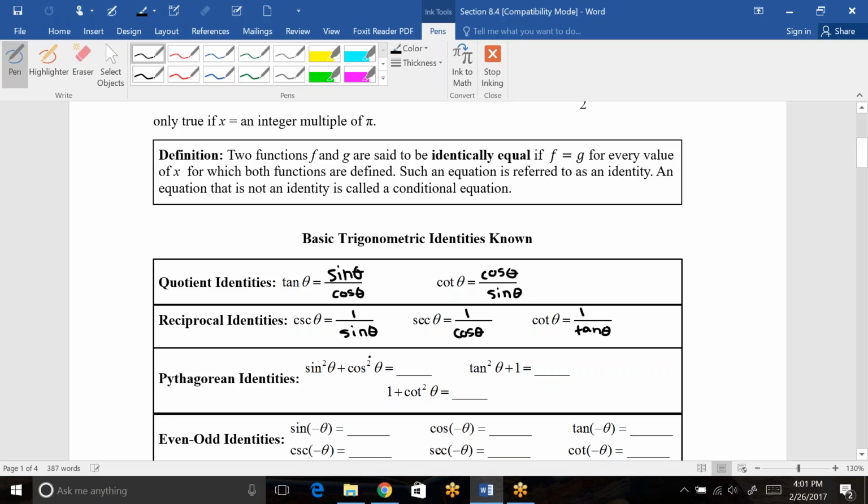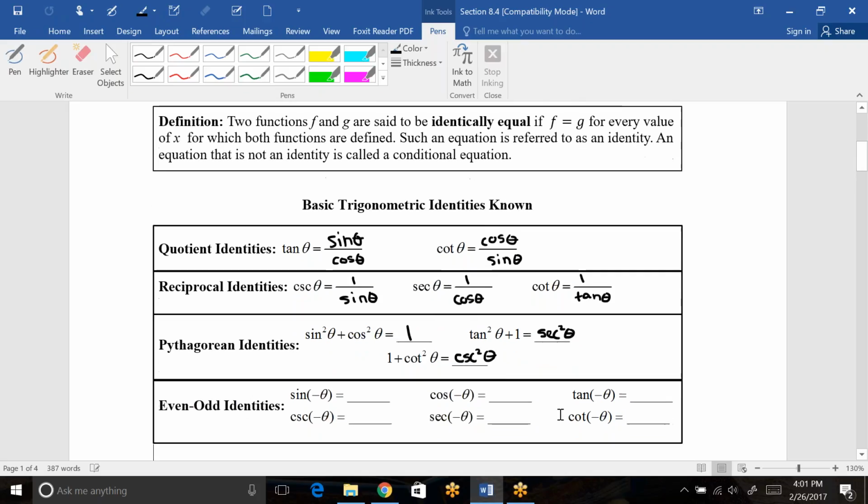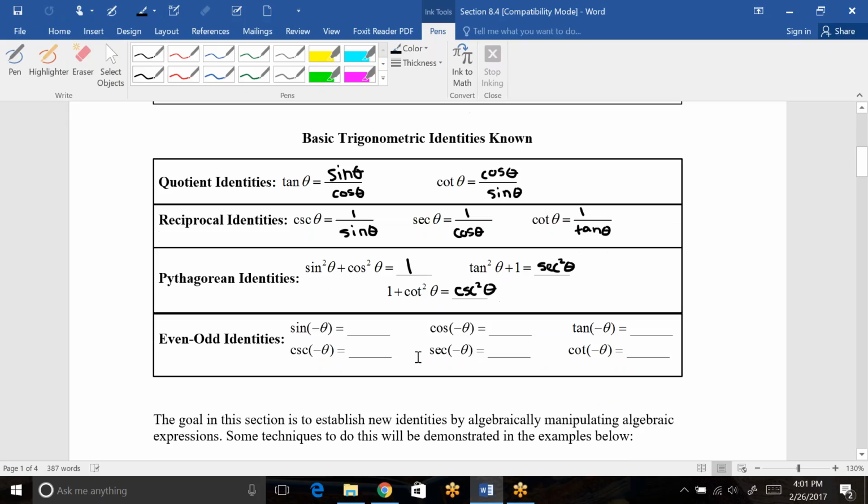The Pythagorean identity, we know the first one is sine squared theta plus cosine squared theta equals 1. If you divide everything by cosine squared, you get tangent squared theta plus 1 equals secant squared theta. And if you divide everything by sine squared, you get 1 plus cotangent squared theta equals cosecant squared theta. So those are our three versions of the Pythagorean identities.